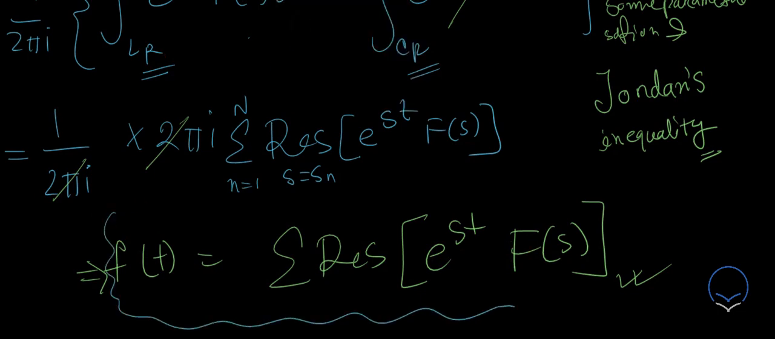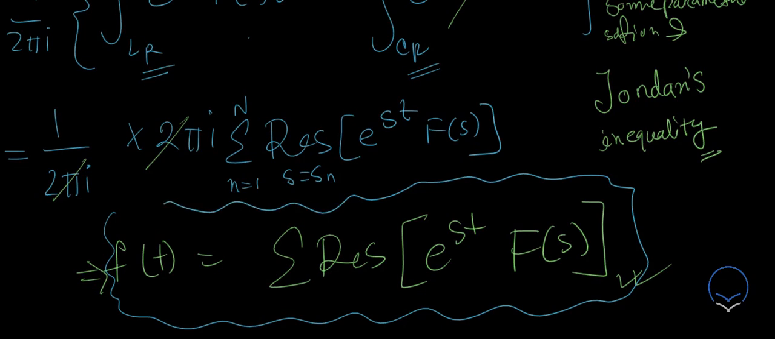That means you have some function F(s) already given to you that has a finite number of isolated singularities. You just pick up e to the power st and then you calculate the sum of the residues for all the isolated singular points. So that's the theory, and in the next video we're going to see some examples of it. Thank you.